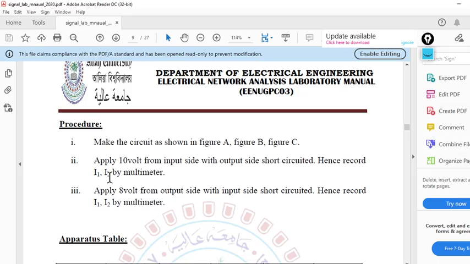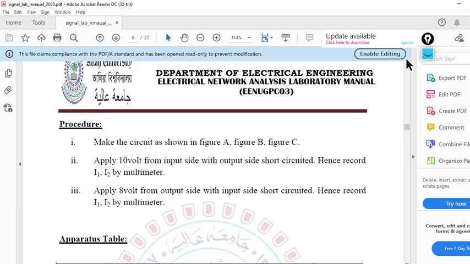When we have a short circuit, then we cannot get V2. Output voltage will not be present because short circuit current will be there. So we have to find I2. Before going to this figure, the second point is: apply 8 volt from the output side with the input side short circuited. Hence record I1, I2.